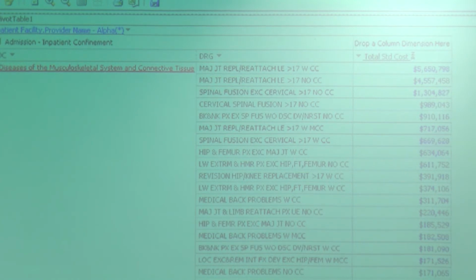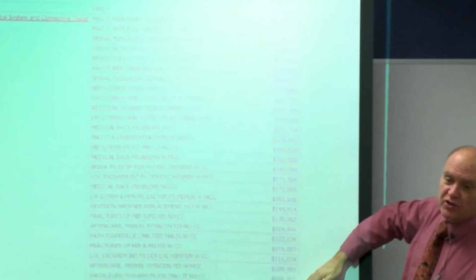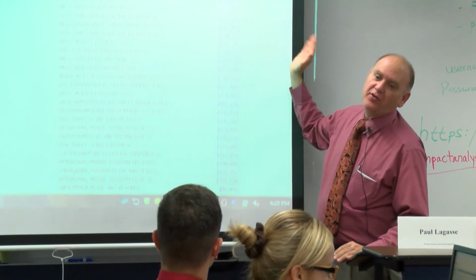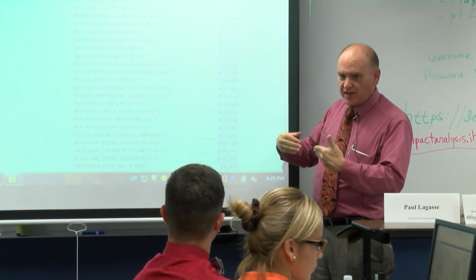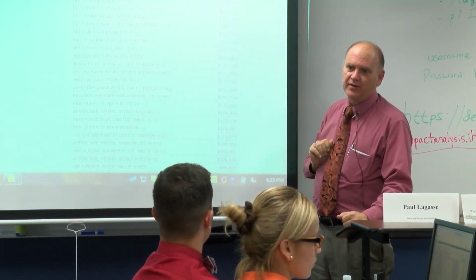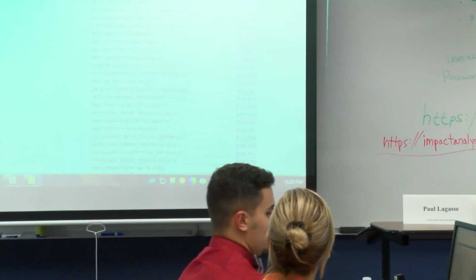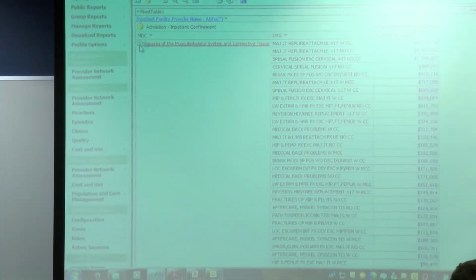Now, a neat thing to do here is not total standard cost. To be quite honest, the best thing to do here is to take your average cost by DRG and compare it to other facilities. Because the standard cost is going to be the same for all the facilities for the same procedure, so you can actually see if there's differences in there. Show us how to do it, please. Absolutely.